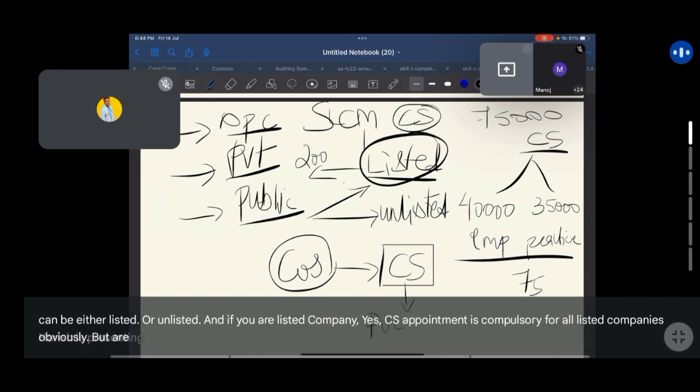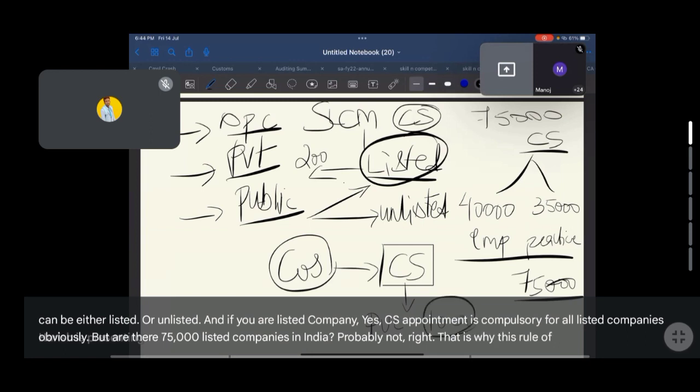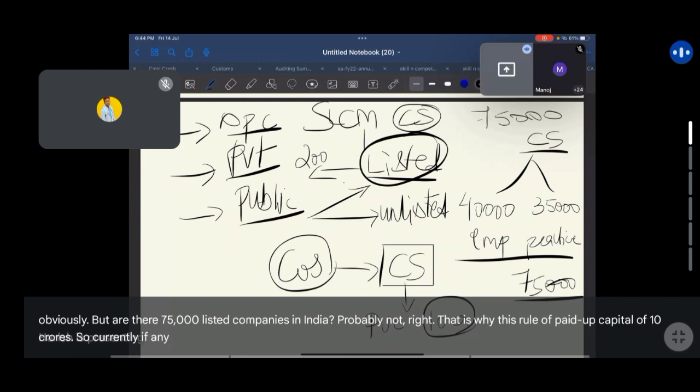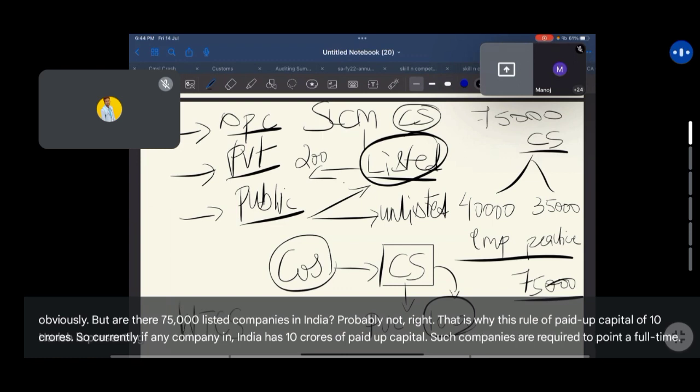But are there 75,000 listed companies in India? Probably not, right? That is where this rule of paid up capital of 10 crores comes in. So currently, if any company in India has 10 crores of paid up capital, such companies are required to appoint a full-time company secretary.